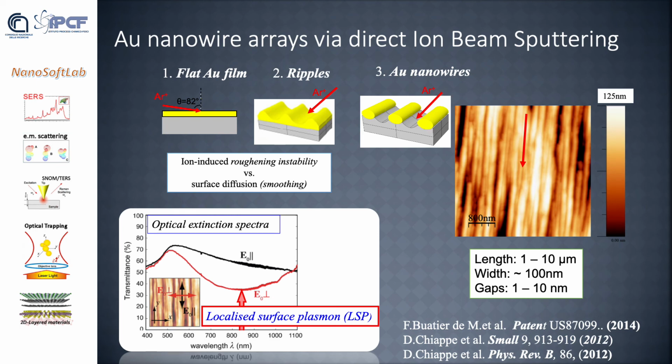An efficient technique to produce large area plasmonic substrates is direct ion beam sputtering. In this case, a flat gold film is bombarded with argon ions in order to locally destabilize the surface and produce individual structures. This is an AFM picture of a gold nanowires sample, and here is shown the plasmonic resonance when the field is orthogonal to the nanocavities.